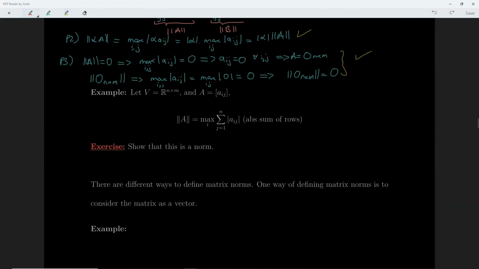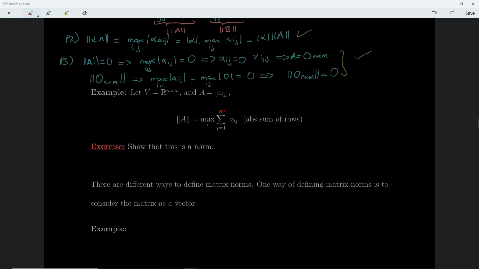Maybe I can write it with a red color. So this should be M. There's a typo here, so you can also correct it in your notes. We are traversing each row of the matrix and summing over the columns, and we are checking the absolute value of the absolute sum of the rows.